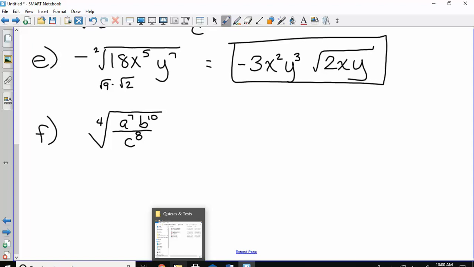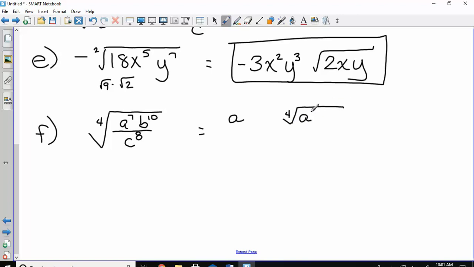We have the 4th root of a to the 7, b to the 10 over c to the 8. So if things are multiplied or divided, I can do every radical individually. Okay. If you have 7 a's, it is a 4th root. How many groups of 4 can you form? 1 comes out. Do we have leftovers? 3 more. So under my 4th root, we still have an a to the 3rd.